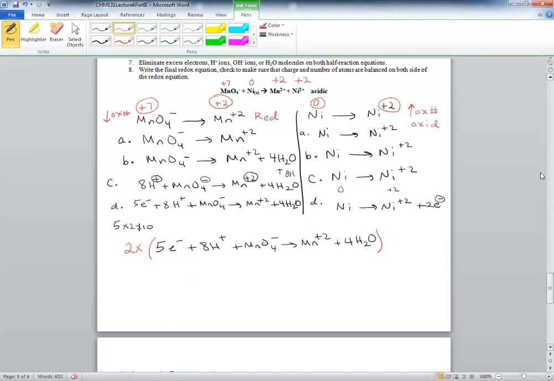So let's multiply. 2 times 5 is 10 electrons. 2 times 8 is 16 hydrogen ions. 2 times permanganate is just 2 permanganate ions. 2 times manganese ions is 2 manganese ions. And 2 times 4 hydrogen is 8, water, is 8 water molecules.